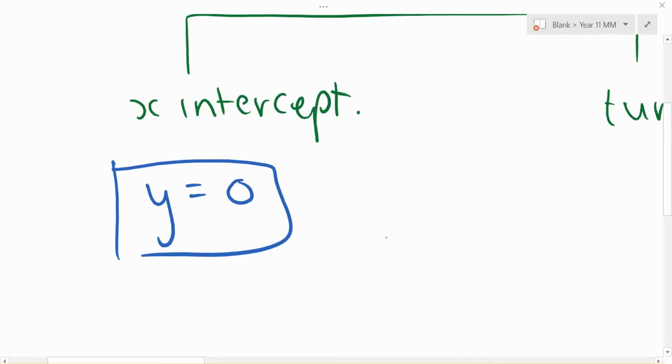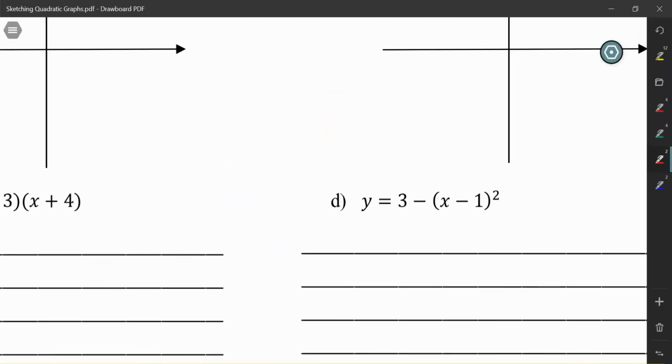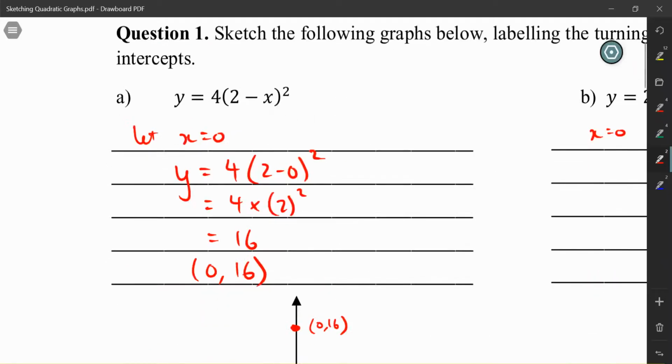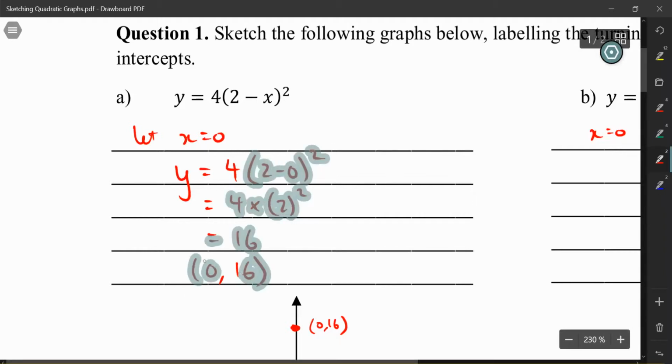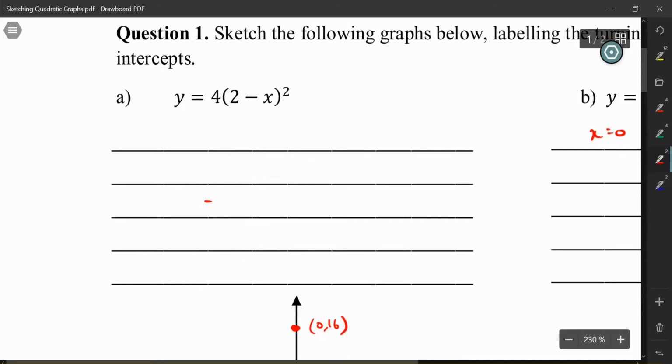Yeah? So going back to the worksheet that I gave you, here we found the y-intercept, which is 0, 16. That was easy. Okay? But now let's try to find the x-intercept. See, x-intercept is the one concept. It's just saying, well, what happens when y is 0? Because that's what we want to know. When y is 0, I know that's the x-intercept.